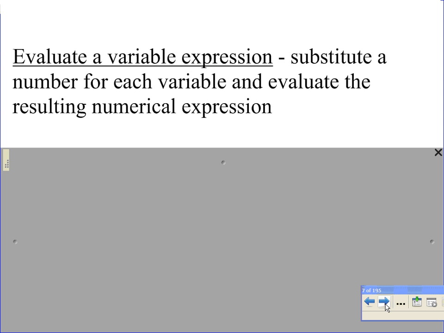Okay, the next term is evaluate a variable expression. When you guys hear the word evaluate, what does that mean? Evaluate. Donatus? Good, solve. You're trying to find an answer to something. You're solving. So you will hear evaluate a lot this year. We're solving for something. We're trying to find an answer.